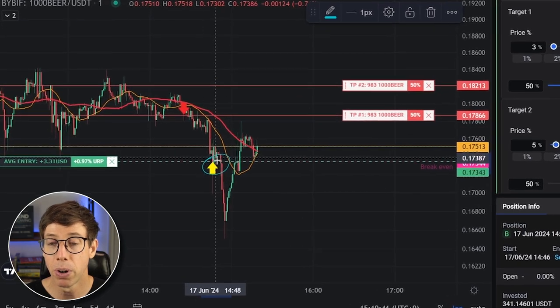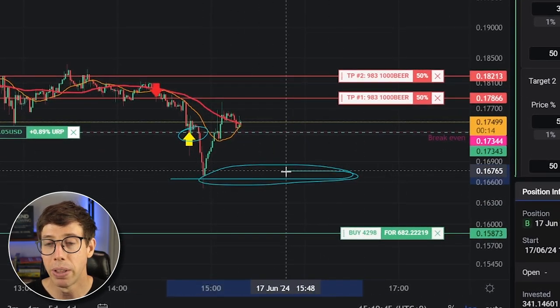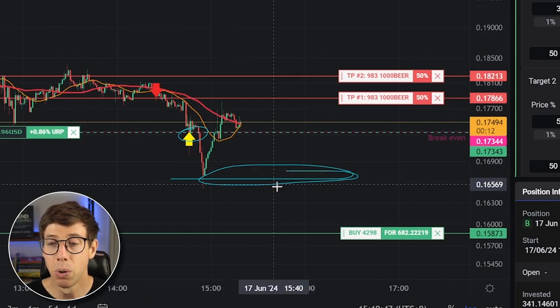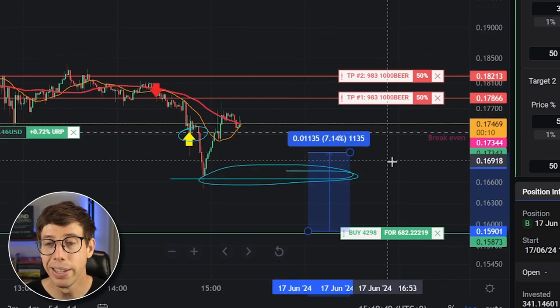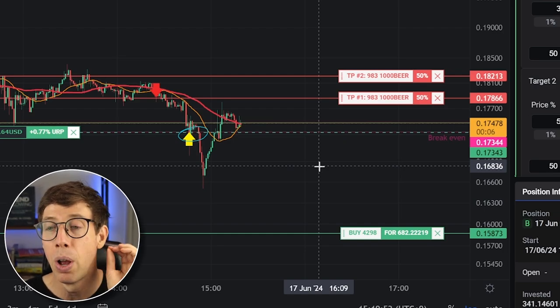This is my first buy order. And when I buy more down here, my average order is going to be more around there. So that way the price only has to bounce just a little bit in order for me to take profit and close out the position in actually more profit.